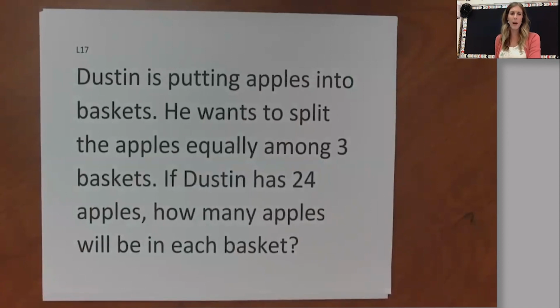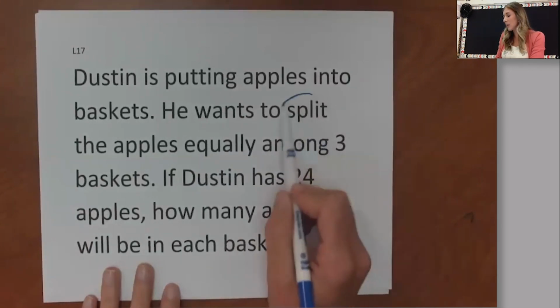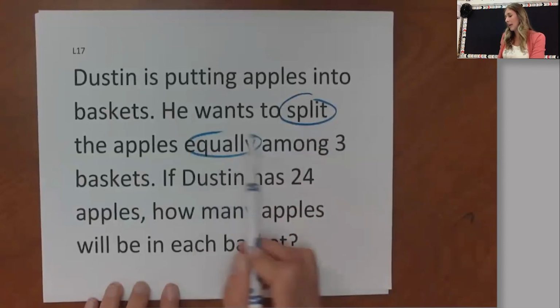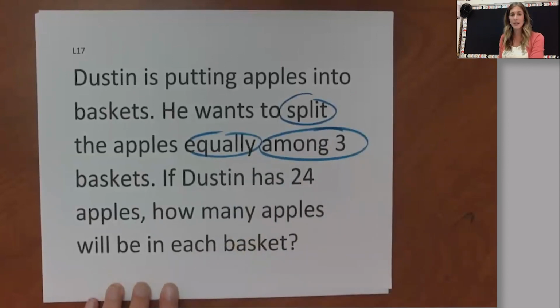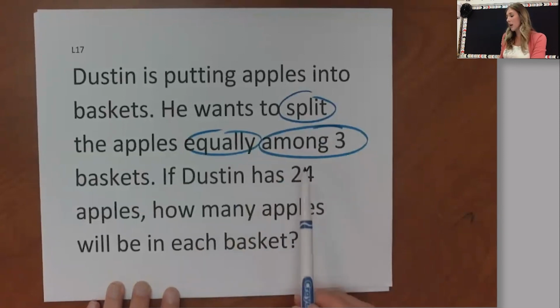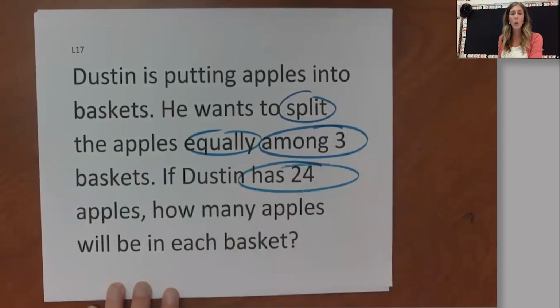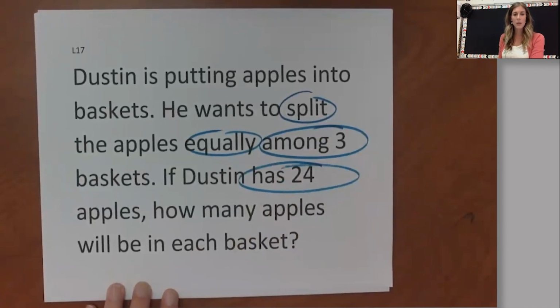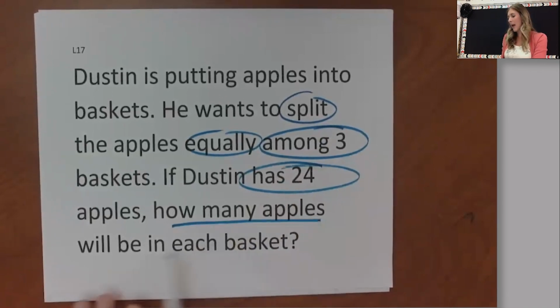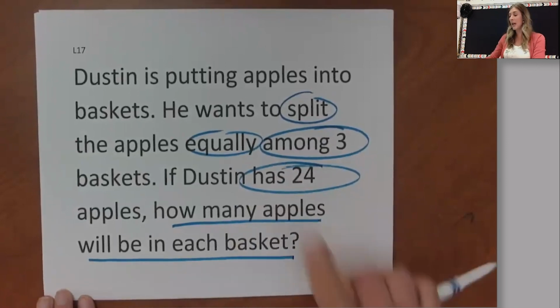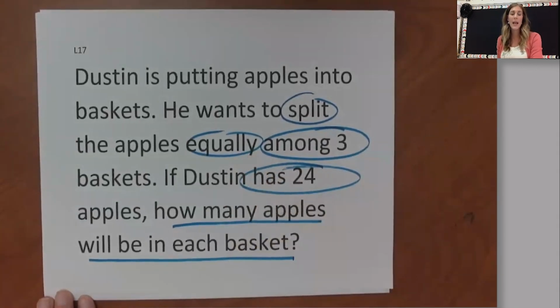So what is this problem about? Right, putting apples into baskets. What information do we know? We know that he wants to split them equally among 3 baskets. We also know that he has 24 total apples. So what are we trying to figure out? Right, how many apples could go in each basket? Equally, meaning putting the same amount in each basket.